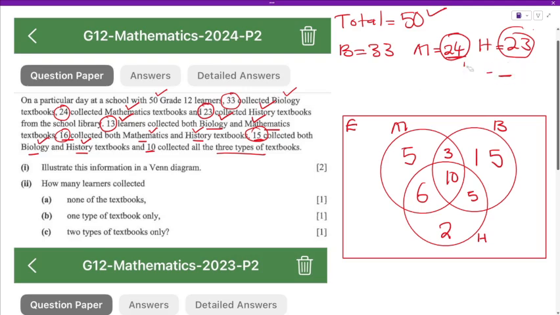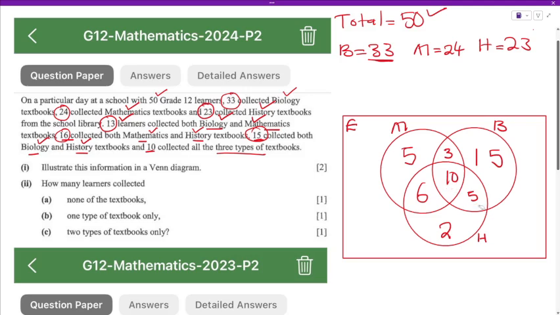Okay, before I finish, I'm not done. I need to confirm first. Is what I've done correct? So we are told the total for biology is 33. I'll go to the set for biology and add everything here and see if I'm getting 33. So I'm going to say 10 plus 15, that is 25, plus 5, that is 30, plus 3 there will give me 33. Okay, I know that that set is correct. All the values in that set are rightly placed.